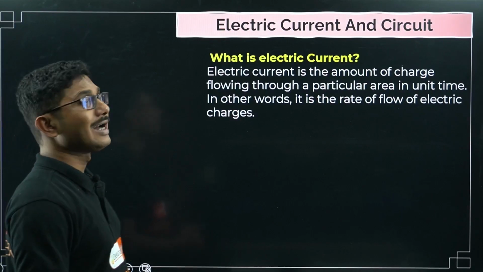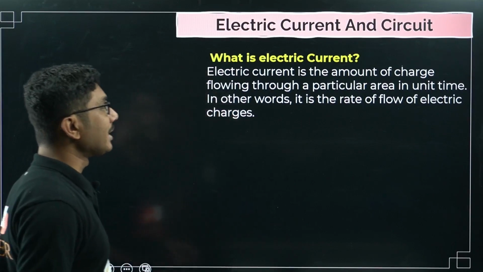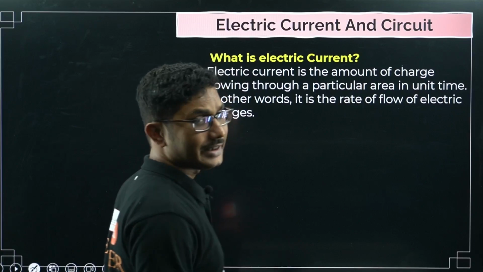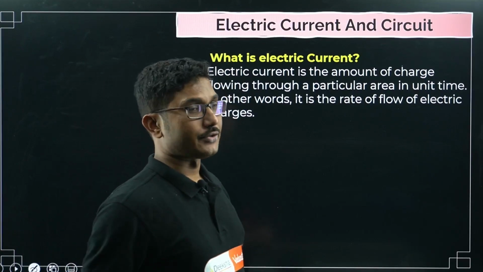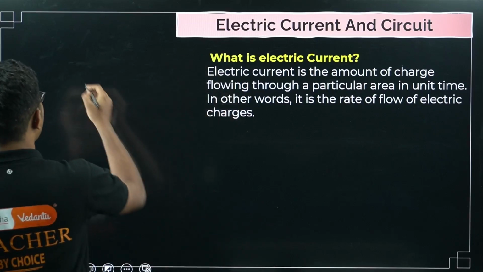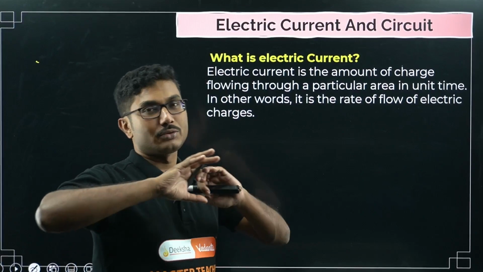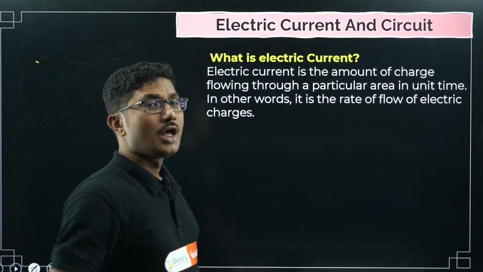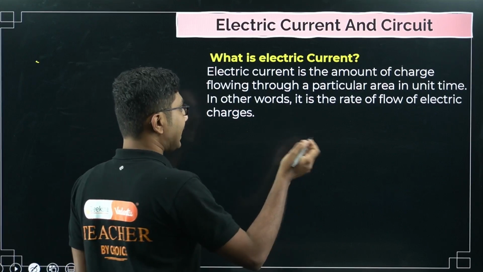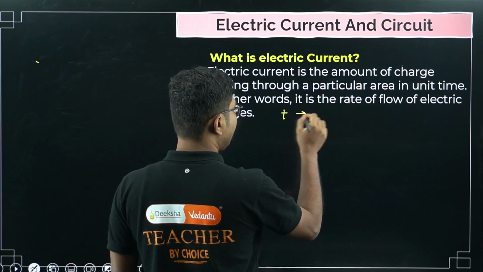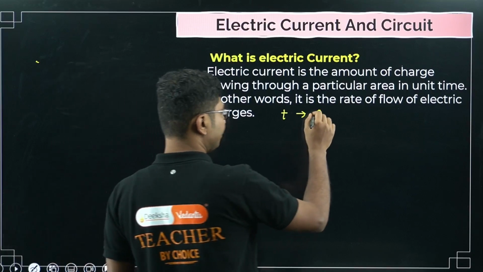So what is electric current? Electric current is the amount of charge flowing through a particular area in unit time. What is the meaning of amount of charge? Suppose we have a circuit, any circuit, we will see the diagram, and through that circuit, if the charge flowing through the conductor in time T is Q, so in time T, Q amount of charge is flowing. Charge is generally represented by the symbol Q.